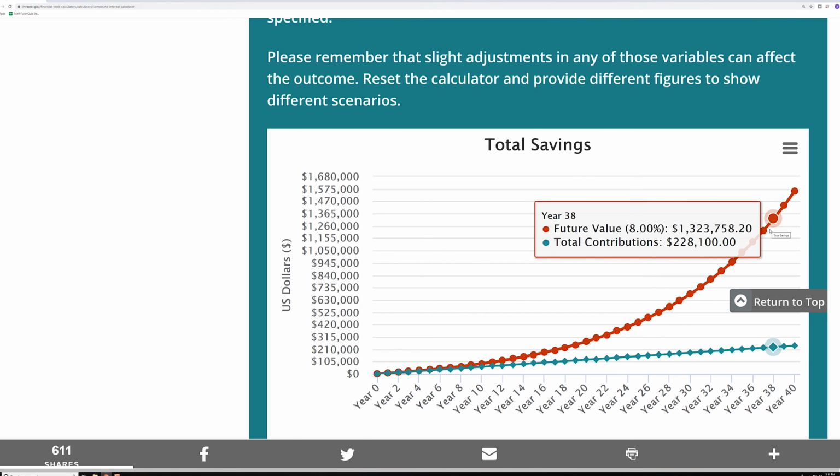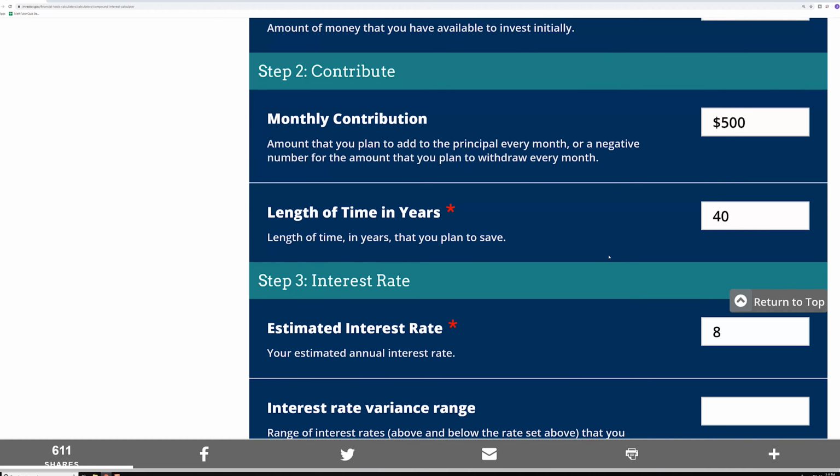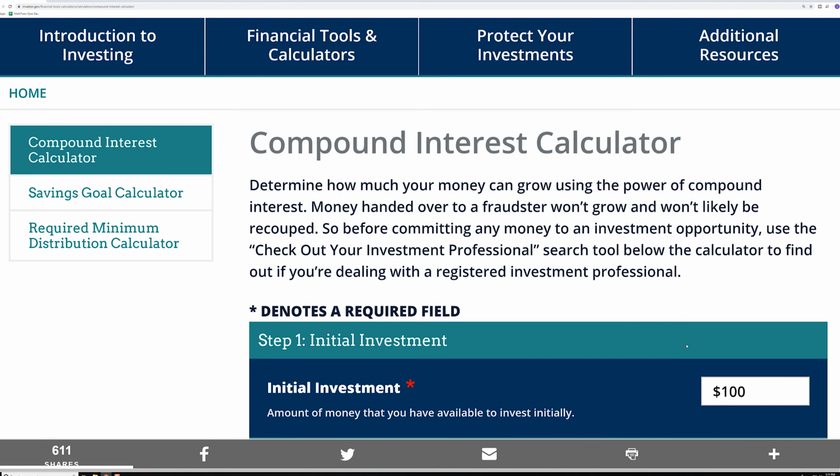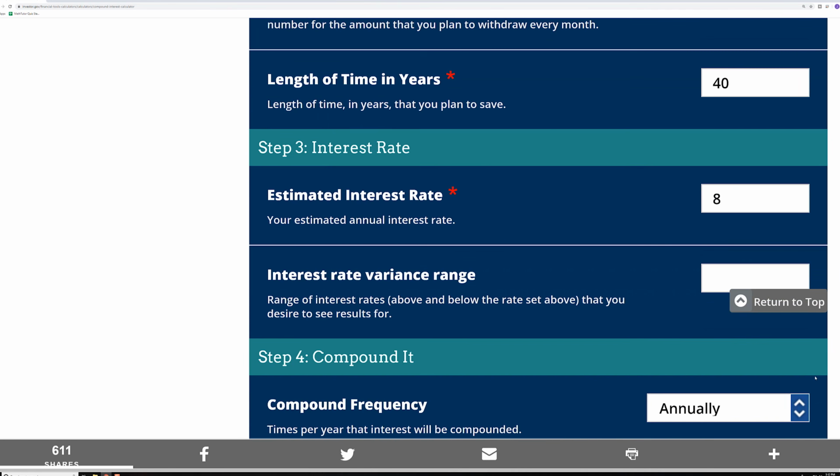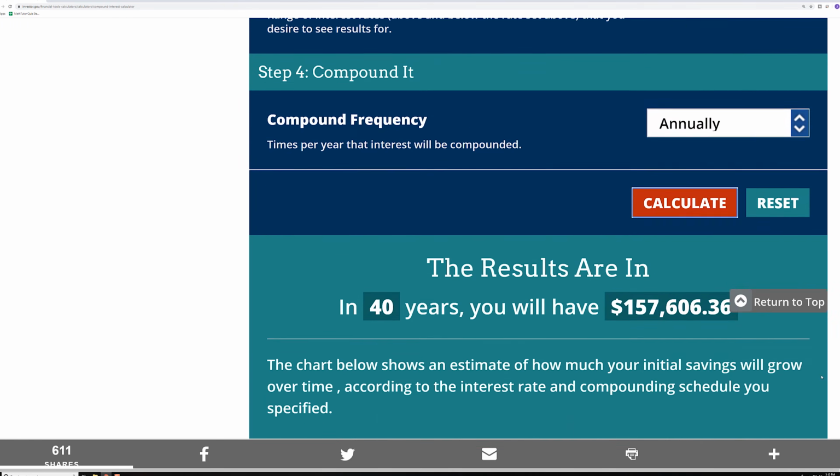I don't want to continue playing this game. I want you to go to investor.gov and type these numbers in here. The point is, maybe you can save 500, maybe you can't. Maybe you can only save $50 a month. All right, let's see what happens if you save $50 a month. What do you get at the end of that?